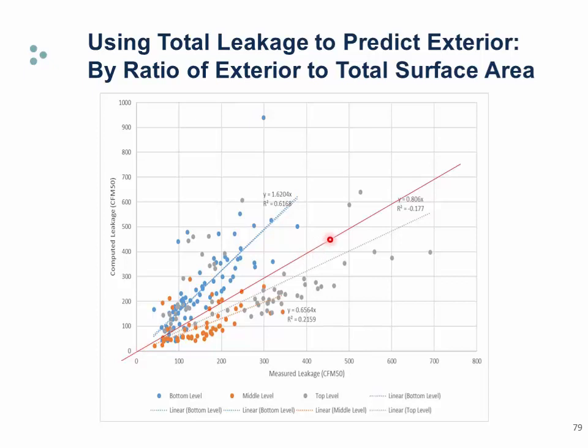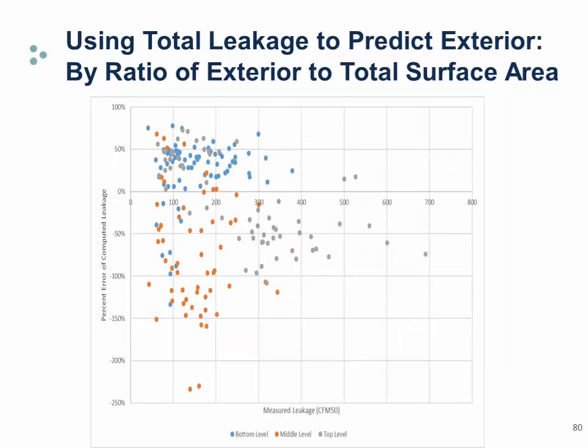The red line here indicates a one-to-one relationship between the computed or estimated leakage and the measured leakage. If everything lined up, we would see a lot more points on this line. The blue dots, however, which represent the bottom level, are overestimated. These orange dots, which represent the middle level, are actually underestimated, and the gray dots representing the top level are kind of all over the place.